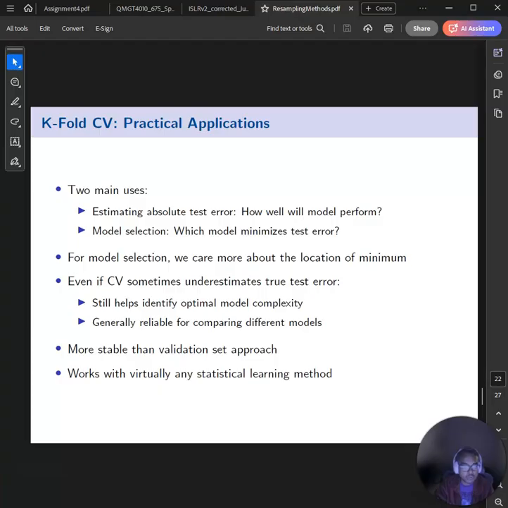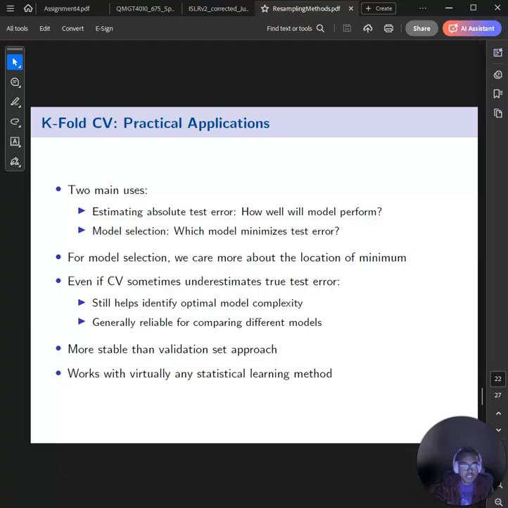For model selection, what we care about most is finding the location of that minimum error, not necessarily getting the perfect estimate of the absolute error. Even if cross-validation sometimes underestimates the true test error, it is still reliable for comparing different models and identifying the one that generalizes the best. K-fold CV tends to be more stable than the simple validation set approach, as we discussed earlier.